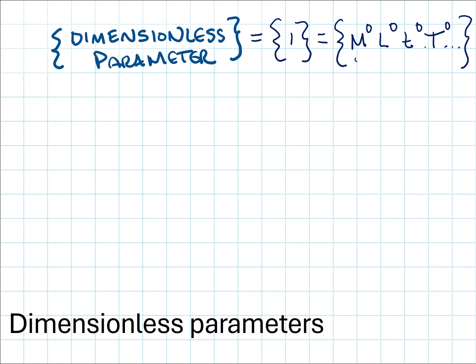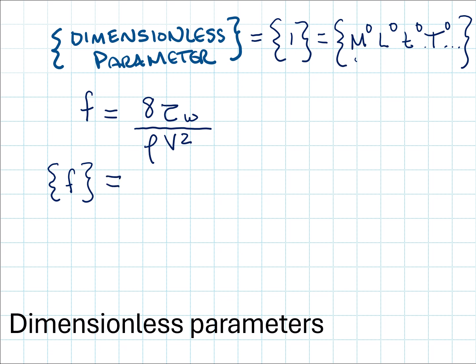So let's look at an example of a dimensionless parameter that we have studied in this class, the Darcy friction factor, F, which we have defined as 8 times the wall shear stress divided by the density of the fluid and the square of the velocity. So if I want to know my primary dimensionality of the Darcy friction factor, my constant 8 has no dimensionality to it. We have already just discussed that the dimensionality of a shear stress is going to be a mass to the power of 1, a length to the power of -1, and a time to the power of -2.